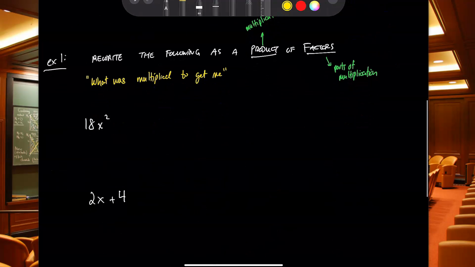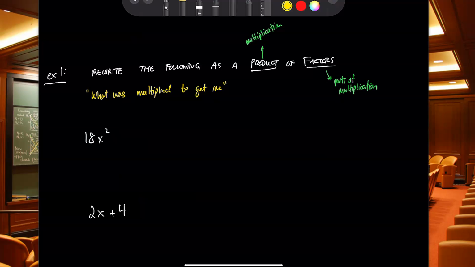So we're going to start simple. What we're typically looking to do is rewrite things as a product of factors. And just to remind you, a product is the word that we use to describe multiplication happening. So rewrite something as multiplication of the parts of multiplication, factors. Okay. So again, we're asking the question, what was multiplied to get me? And sometimes it's a little bit nebulous because you can have different choices of factors.